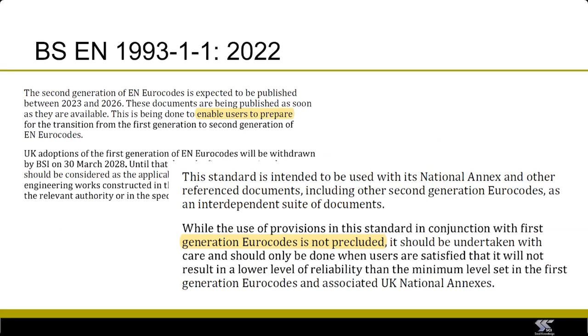The foreword in the published code then goes on and says, whilst the provisions in this standard, the use of them with earlier first generation documents is not precluded. So you could use this generation 2 Eurocode 3 with a generation 1 Eurocode 1 for loading, for example. It's saying that's not precluded, but you need to be really careful how you do it. And if you do combine them, then you need to show that it's not going to result in a lower level of reliability than the minimum level set for the coherent set of first generation documents. Difficult to get your head around that.